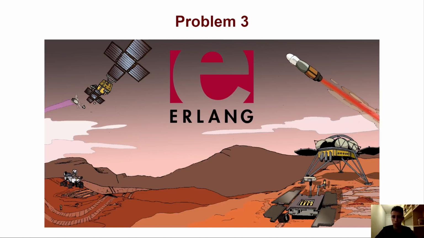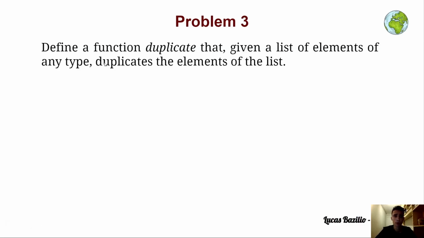Hey everyone, in this lecture we are going to solve problem 3 of the section on solving problems on lists. This problem states: define a function with the name duplicate that, given a list of elements of any type, duplicates the elements of the list. So in this function, given a list of elements, we need to return a new list after duplicating each element of the original list.